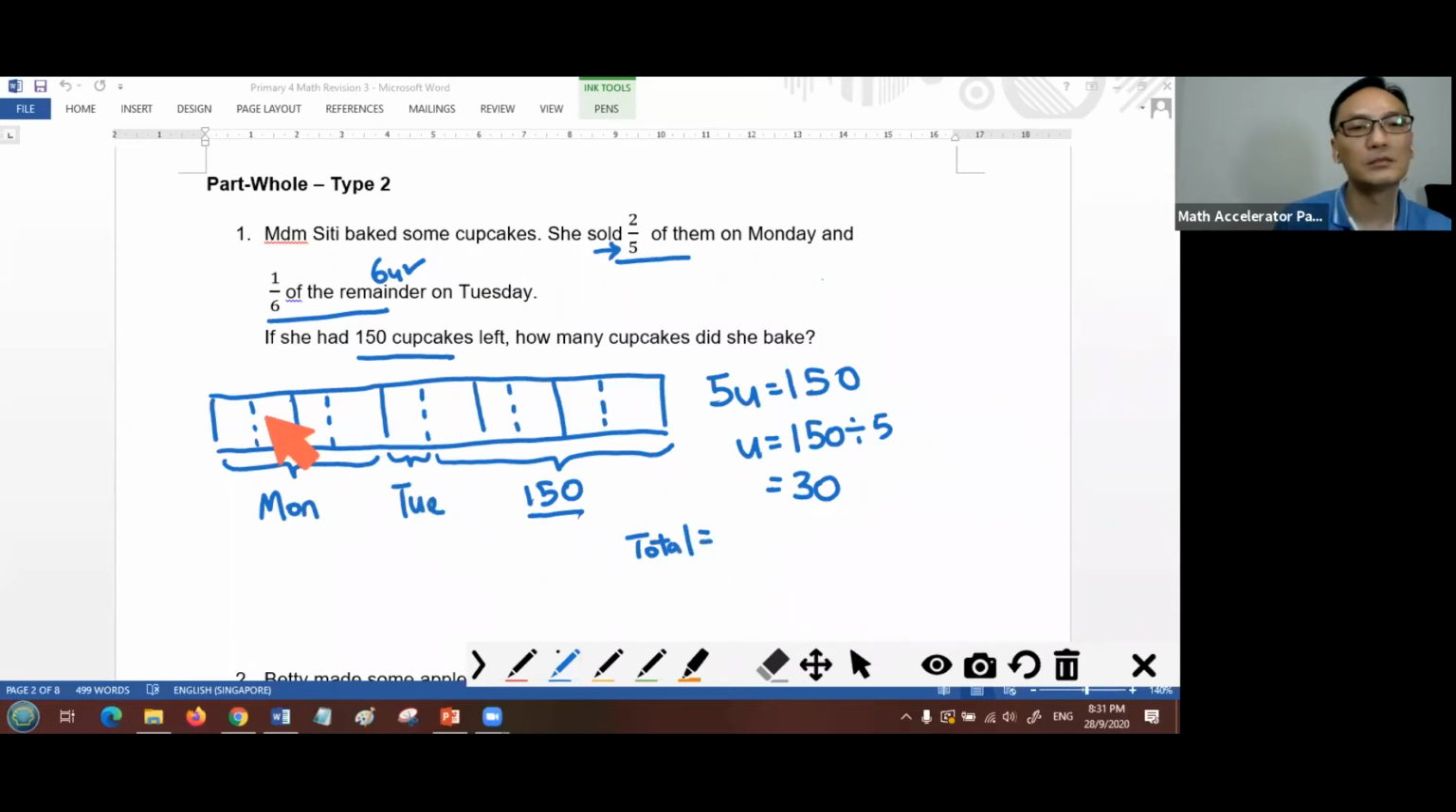Let's count. 1, 2, 3, 4, 5, 6, 7, 8, 9, 10. Right, we have 10 units and every unit is 30. So in the end, our answer will be 300, right? 300. So your answer: Madam City baked 300 cupcakes.